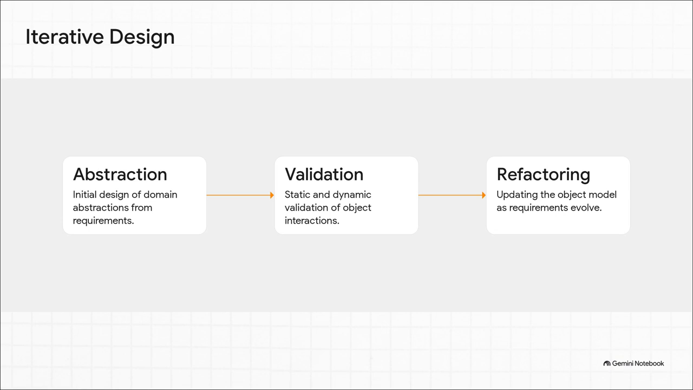You start with your initial domain abstraction. Then, you validate those roles statically on paper and dynamically through live code prototypes. Finally, based on what you learn, objects are refactored, combined, or even flat-out fired from the system to keep the overall architecture robust and adaptable.